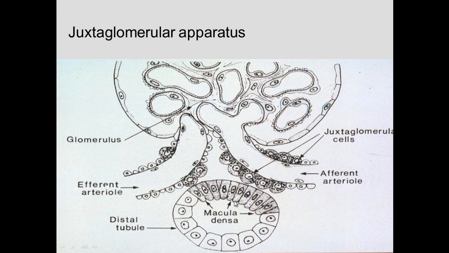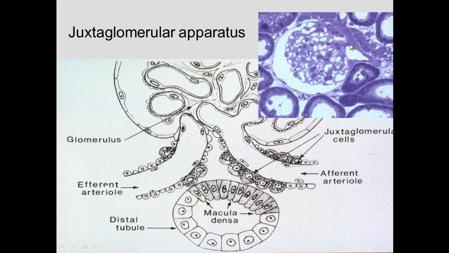This macula densa senses osmotic pressure. It should be hypotonic. If it's not hypotonic, it will cause these modified smooth muscle cells in the afferent and efferent arteriole to release renin.